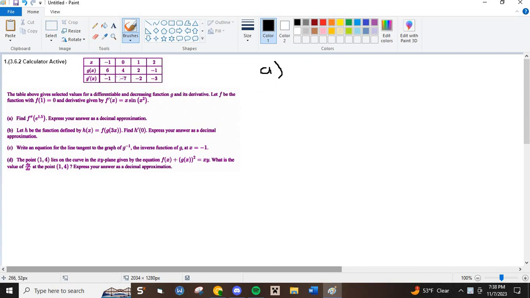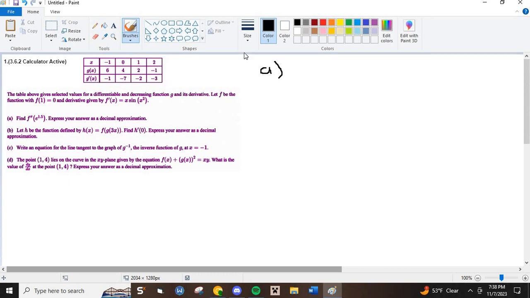They give you a graph for g of x and g prime of x, and they give you an equation for f of x. So they want you to find the second derivative of f at e to the power of 1.5. They let you use a calculator, so you could just plug f prime of x into a calculator and take the derivative of that at e to the power of 1.5, or you can do it algebraically, which will still use a calculator. Let me show you how to do that.